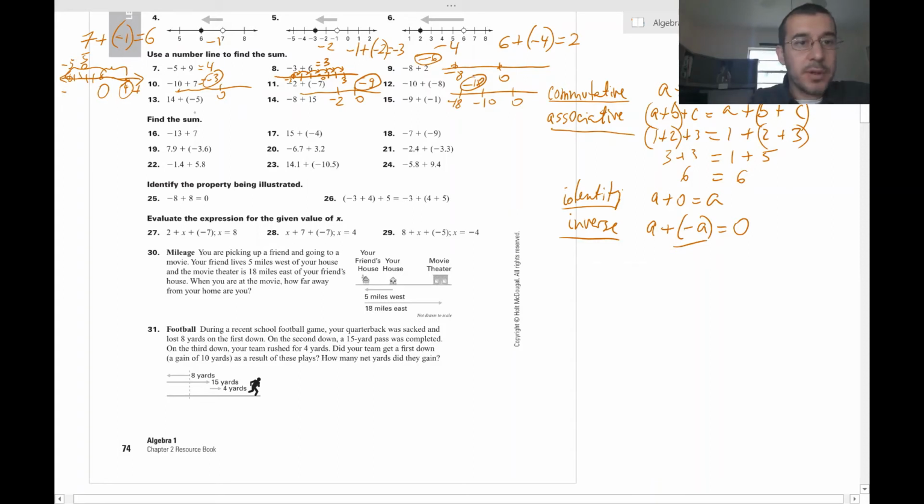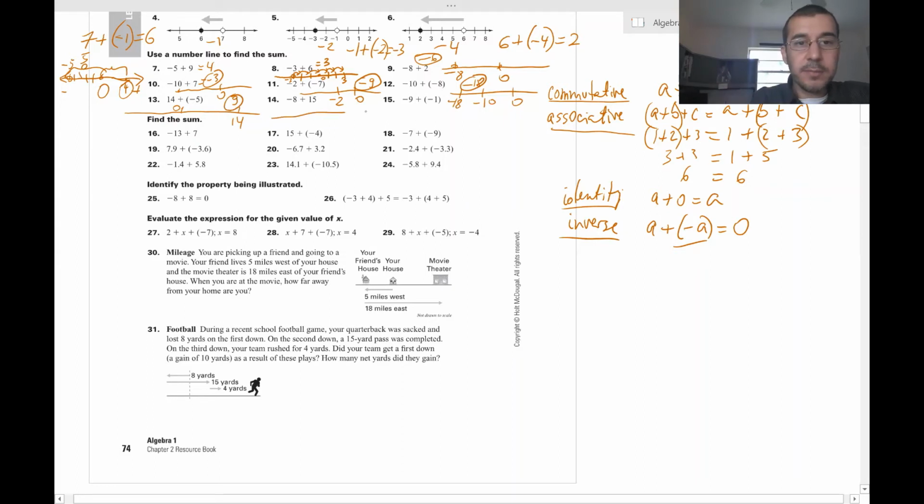For 13, on the number line, you start from 14, which is somewhere there, and then you're adding -5. So now you go left, you go back from 14. So from 0 you go to 14, and then -5, so you come back 5. So 14 minus 5 is 9. So the answer is 9 for 13.